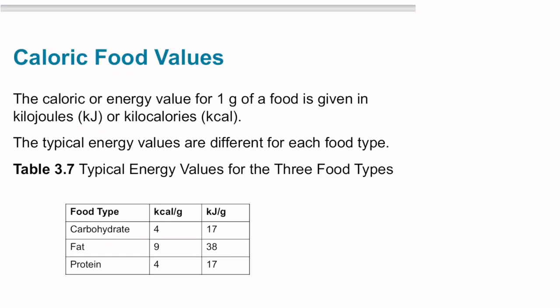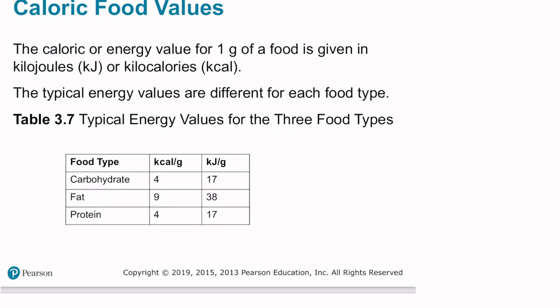The caloric or energy value for 1 gram of food is given in kilojoules or kilocalories. The typical energy values are different for each food type. For example, carbohydrates contain about 4 kcals per gram, or 17 kilojoules per gram. Fat contains 9 kcals per gram, or 38 kilojoules per gram. Protein contains 4 kcals per gram, or 17 kilojoules per gram.